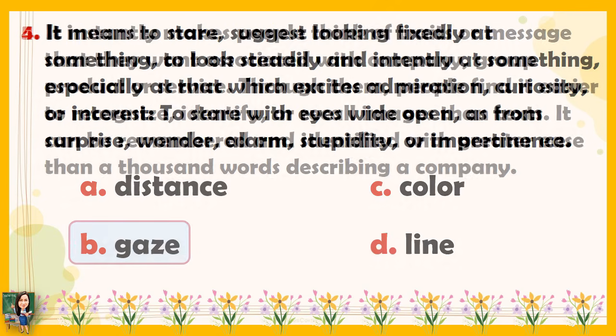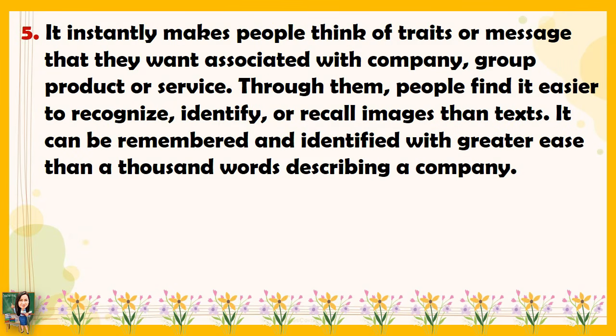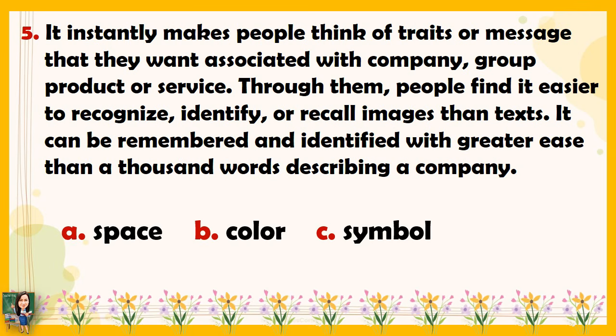Gaze. And for number 5, it instantly makes people think of traits or message that they want associated with company, group, product, or service. Through them, people find it easier to recognize, identify, or recall images than text. It can be remembered and identified with greater ease than 1,000 words describing a company. A. Space, B. Color, C. Symbol, D. Line. What is the correct answer? Very good. The correct answer is letter C. Symbol.